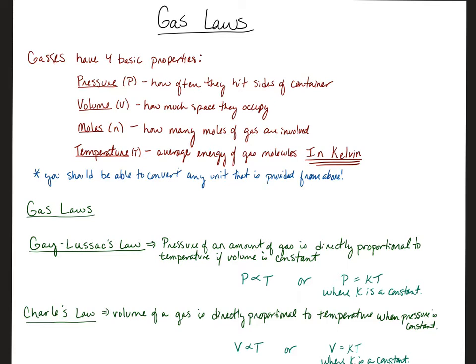So before I begin, I want to talk about the four basic properties that gases have. The first is pressure. This is basically defined as how often gas molecules hit the sides of the container. That's what pressure really is. Volume is how much space they occupy, usually given in liters. Moles is how many of something you have, how much of whatever it is that occupies that space.